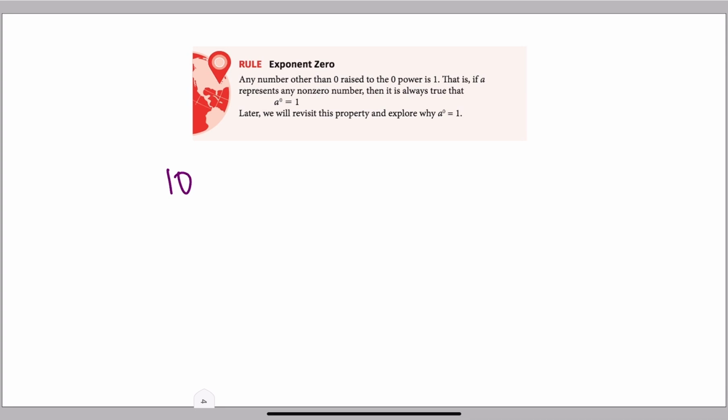Well, let's look at something like 10 cubed. 10 cubed is 10 times 10 times 10, which is 1,000. The connection here between the exponent and powers of 10, which is what this is, right? This is 10 to some power, is that you can write 10 to some power as a 1 with that many zeros after it. So in this case, 10 to the third is a 1 with 3 zeros after it.